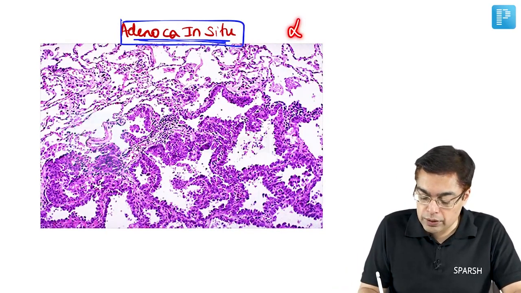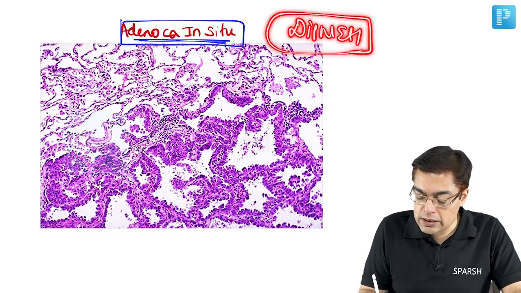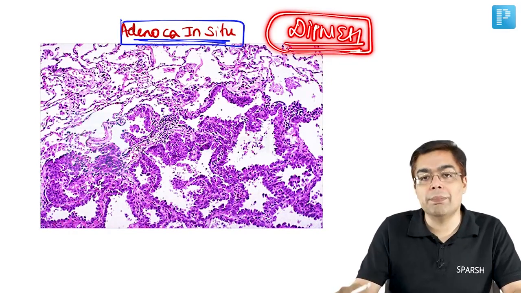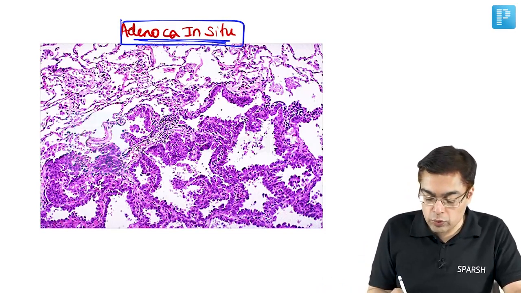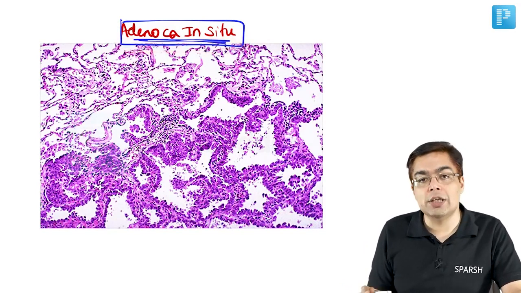Also, another important example of a new entity which was discovered and talked about in the latest WHO classification was DIPNECH, in which I explained to you about the diffuse idiopathic pulmonary neuroendocrine cell hyperplasia. So that is what I wanted you to be familiar with so far as adenocarcinoma in situ is concerned.